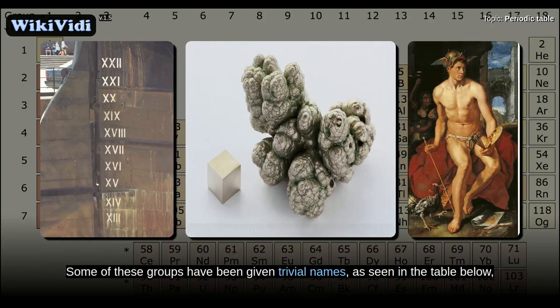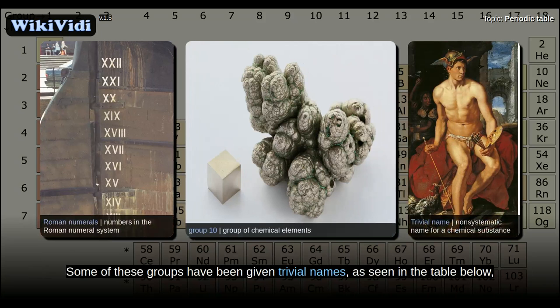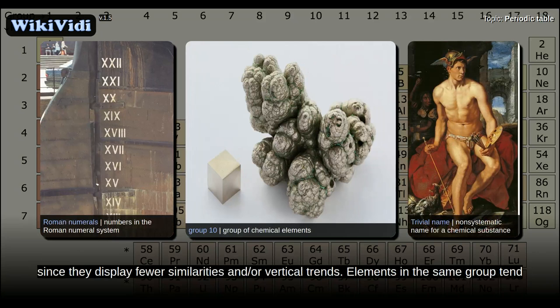deprecated. Some of these groups have been given trivial names, as seen in the table below, although some are rarely used. Groups 3 to 10 have no trivial names and are referred to simply by their group numbers or by the name of the first member of their group, since they display fewer similarities and/or vertical trends.